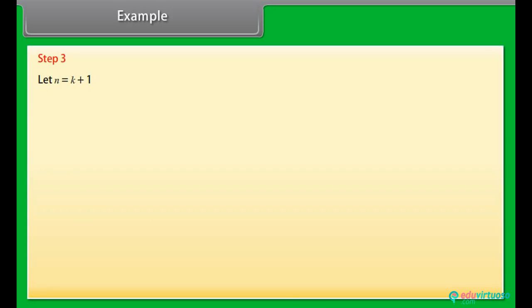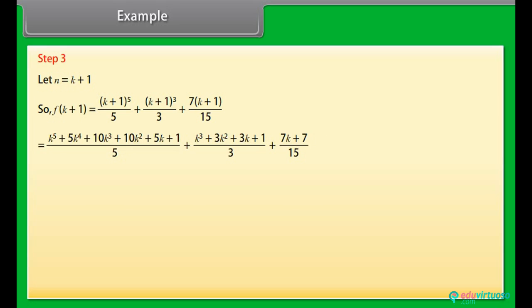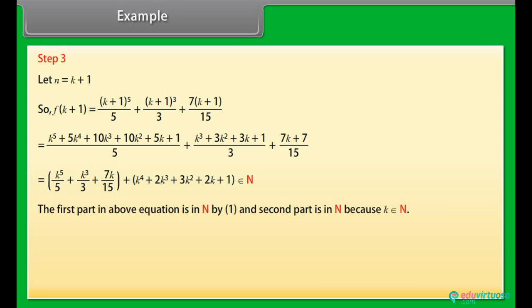Step 3. Let n equal k plus 1. So, f(k+1) is equal to (k+1)^5/5 plus (k+1)^3/3 plus 7(k+1)/15. Now by calculating it, we get f(k+1) is equal to k^5/5 plus k^3/3 plus 7k/15 plus k^4 plus 2k^3 plus 3k^2 plus 2k plus 1 belongs to N. The first part in the above equation is in N by 1 and the second part is in N because k belongs to N. So, the result is true for n equal to k plus 1.